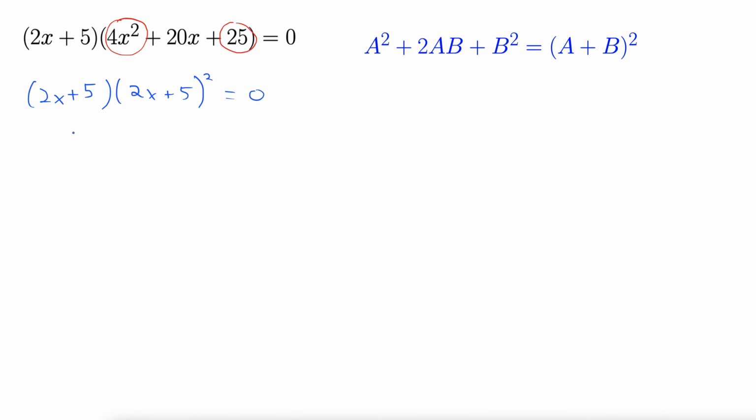But really, now we actually have 2x plus 5 quantity cubed equals 0. Well, we don't really need the zero factor property here. We just have 2x plus 5 equals 0. Solving that by subtracting 5 and dividing by 2 gives us x equals negative 5 halves. There we go, one solution to that one, which is surprising because it was such a long equation to begin with. It only has one solution.